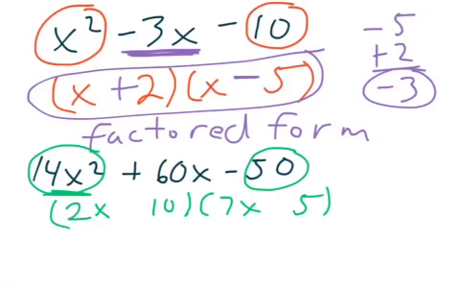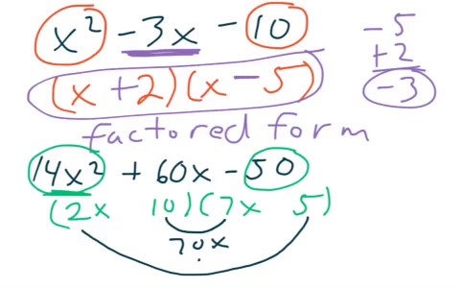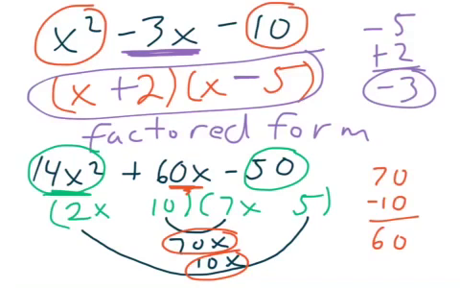Well, let's see what happens here. Notice the 10 times 7 is 70, and the 5 times 2 is 10. Can I take 70x and 10x and get 60x? Yeah. If I had 70 and I minus 10, wouldn't that be 60? So all I needed to do, therefore, is to make sure that the 70 is positive and the 10 is negative.